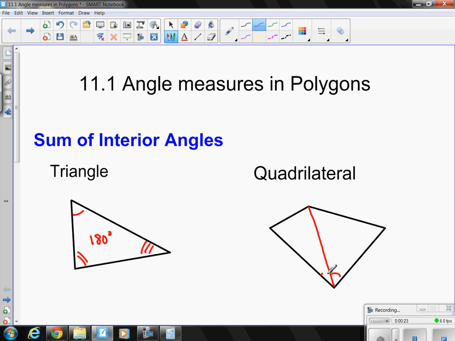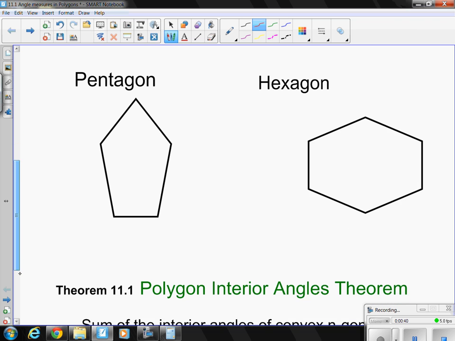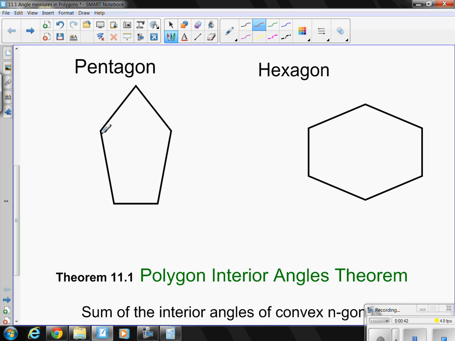We add up all these angles, these parts. We have two triangles, so 180 and 180 makes a total of 360 degrees. And we can do this to figure out the angle measures for any polygon by splitting it into 1, 2, 3 triangles. 3 times 180 equals 540 degrees.